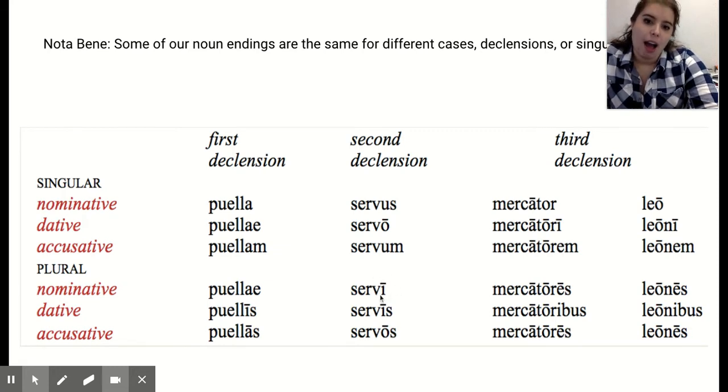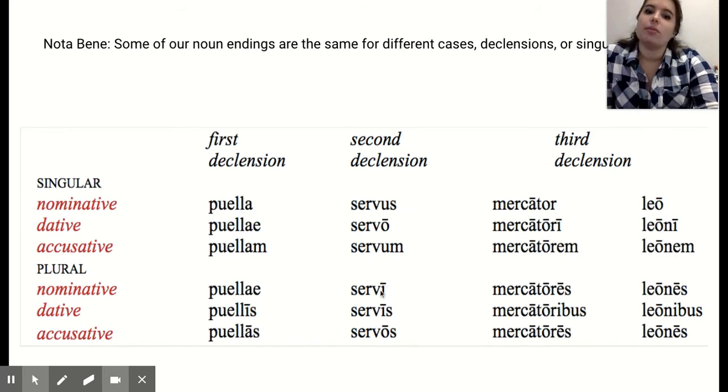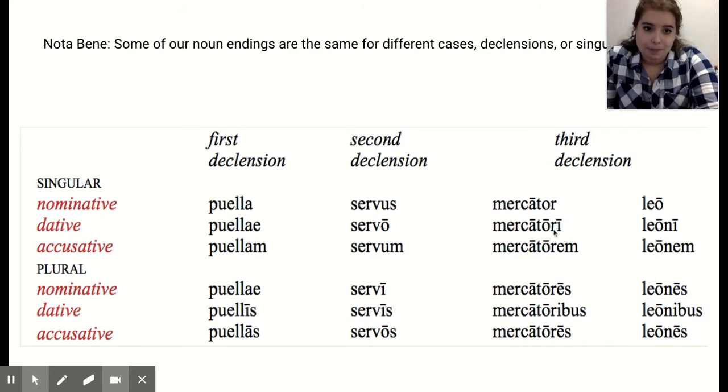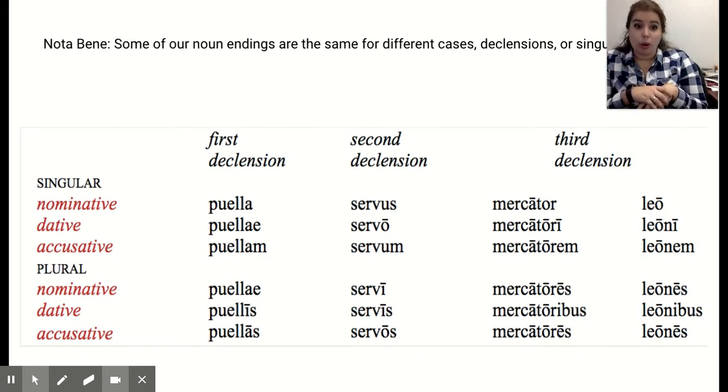But this long I for the nominative plural in second declension nouns might cause some confusion with third declension, because third declension dative singular is also a long I. So this is where we can see some confusion, especially because it's the same ending, but in different declensions, and one is singular and one is plural. So keep that in mind. This happens in other cases, where there is more repetition with endings. So this is one of those times where knowing the declension of nouns helps.